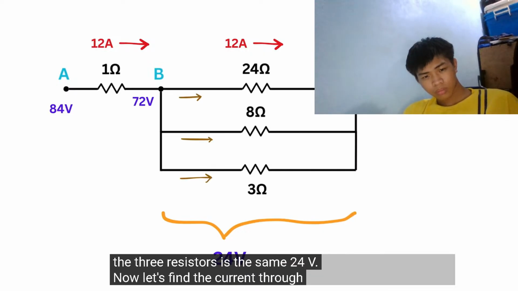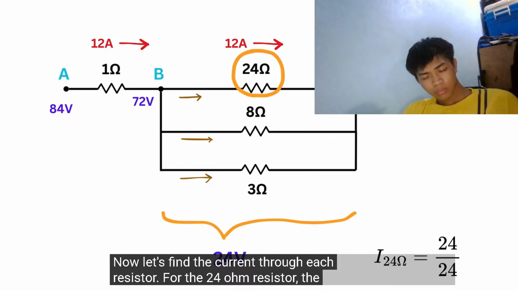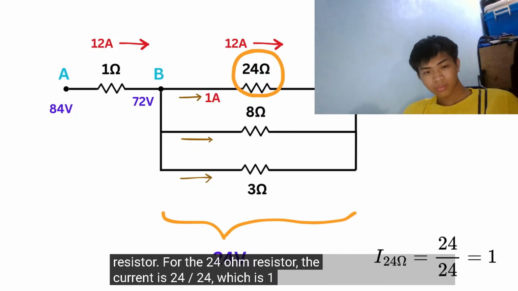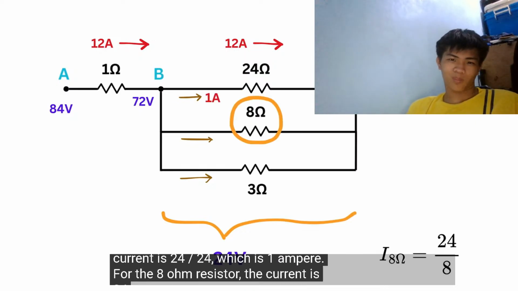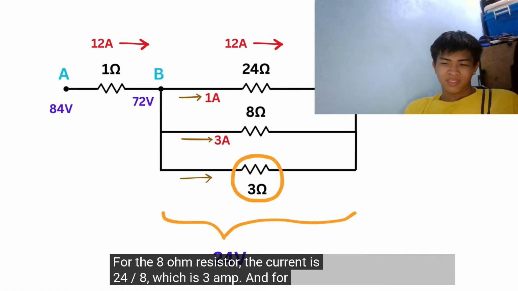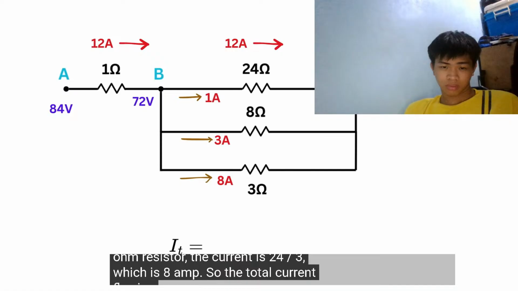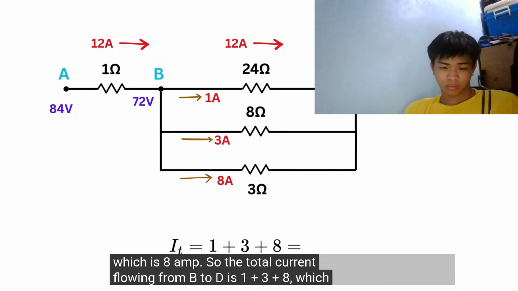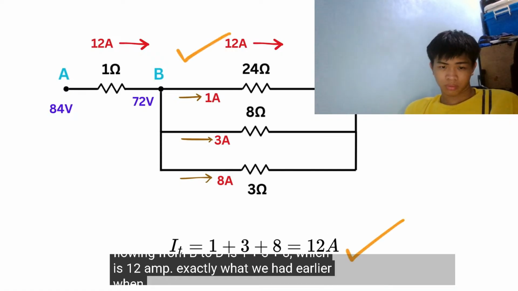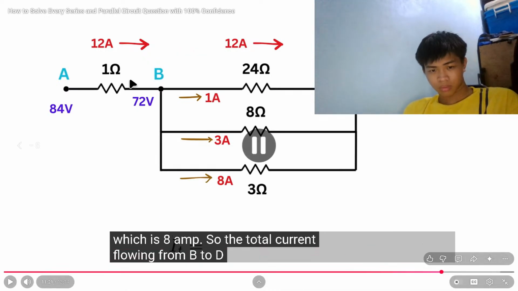Now, let's find the current through each resistor. For the 24 ohm resistor, the current is 24 divided by 24, which is 1 ampere. For the 8 ohm resistor, the current is 24 divided by 8, which is 3 amperes, and for the 3 ohm resistor, the current is 24 divided by 3, which is 8 amperes. So the total current flowing from B to D is 1 plus 3 plus 8, which is 12 amperes. Exactly what we had earlier when we replaced them with the equivalent 2 ohm resistor.